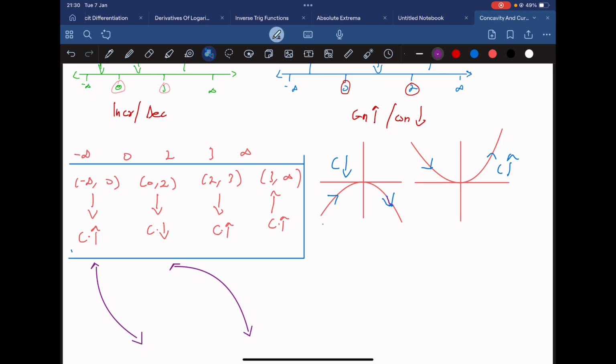Okay. Now for 2, 3, it is concave up, so we have to use this right here. And it is going down. So since it is going down, we have to use this direction.